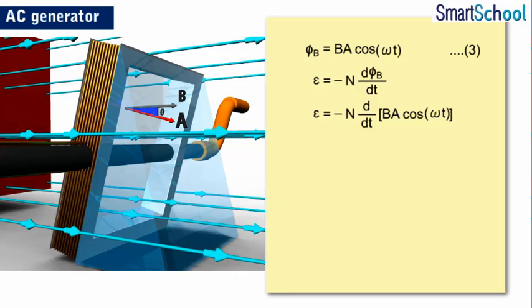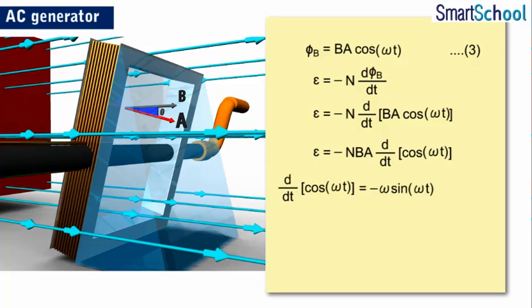The strength of the magnetic field B and the area of the coil A are constants. The equation now transforms to E is equal to minus NBA d by dt of cos omega t. From differential calculus, we have d by dt of cos omega t is equal to minus omega sin omega t. Hence, the instantaneous value of the EMF is E is equal to NBA omega sin omega t. Let us label this as equation 4.